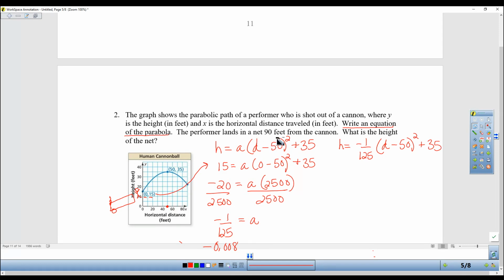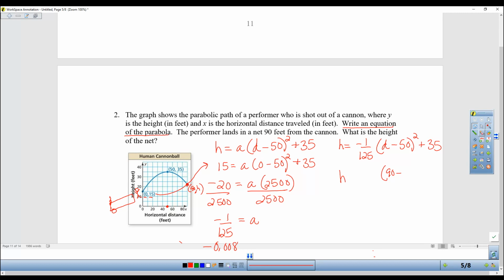He lands in a net that is 90 feet away. So at 90 feet away, that's where he lands. He lands in a net. What is the height of the net? So the important thing is knowing whether or not the 90 is the x or the y, but since it's 90 feet away, its distance from the cannon is 90, and you want to know the height, this is how it's going to look.